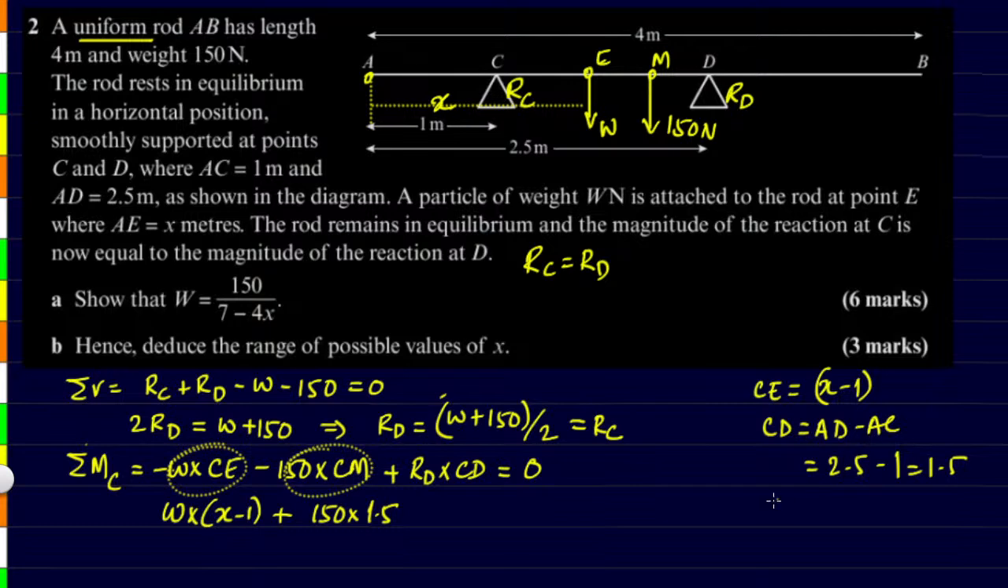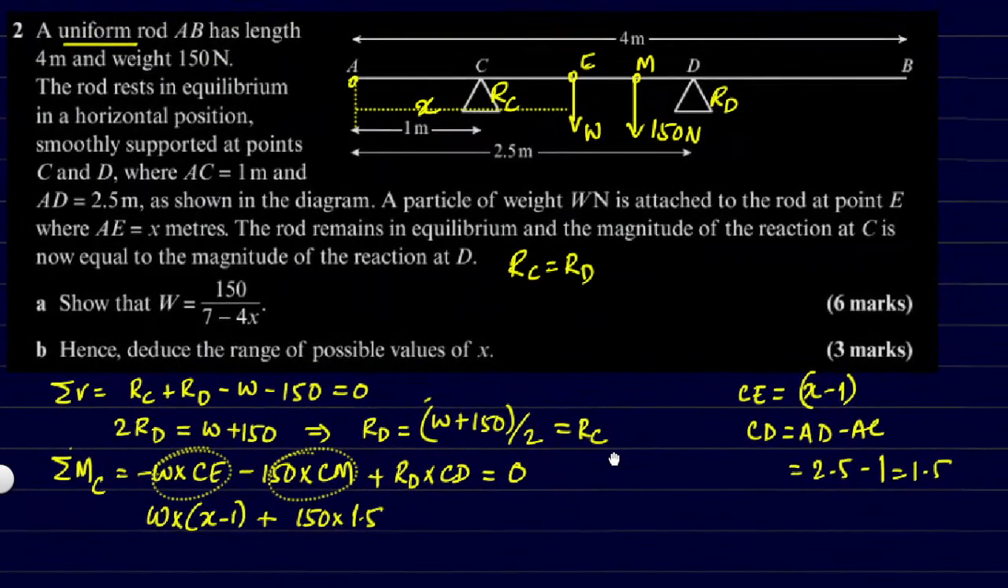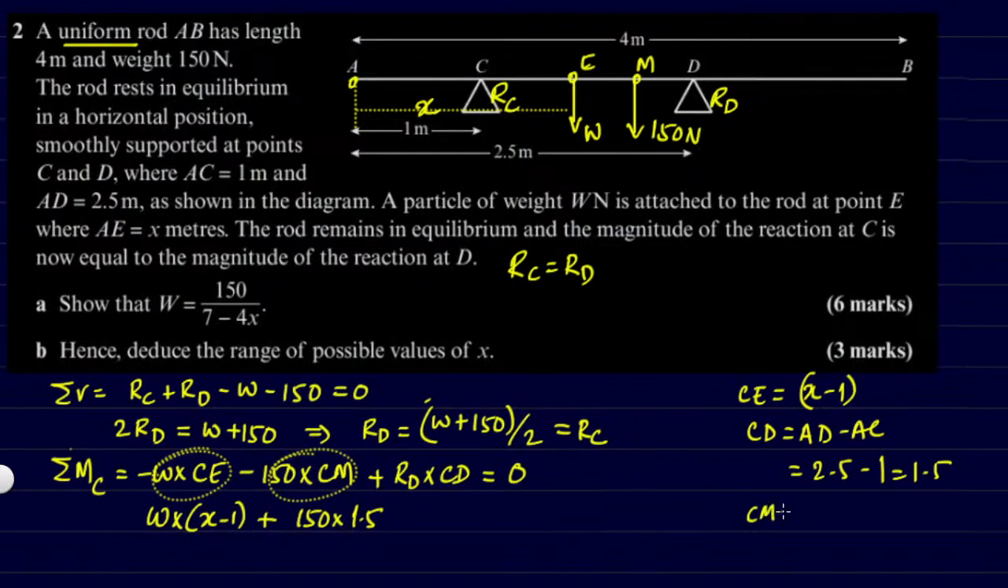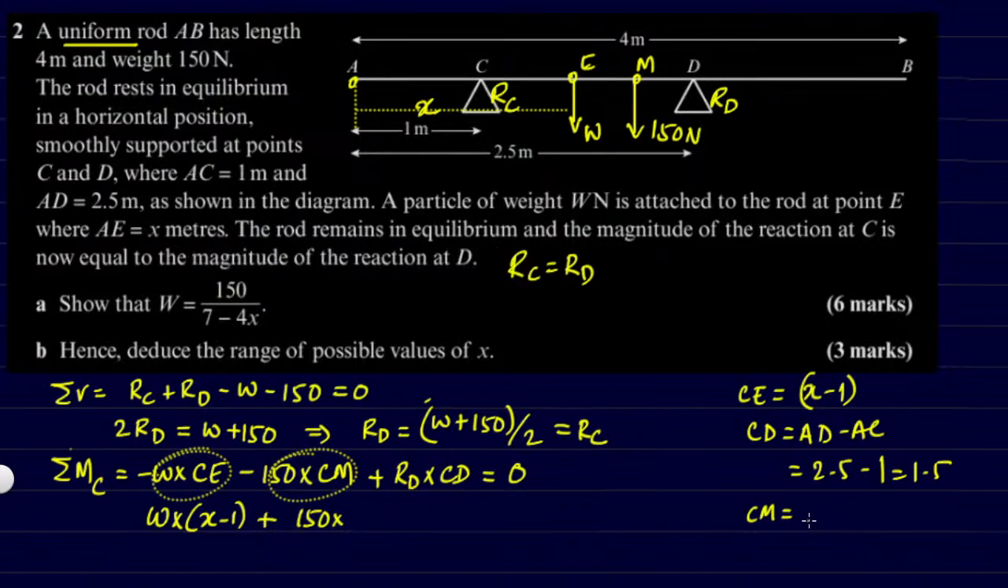CM we didn't find yet, so we have to find it separately. CM is not 1.5. M is the midpoint, so CM will be AM minus AC. AM is half of the total length, that is 4 by 2, minus AC length 1, so that is 2 minus 1, which is 1. So the CM value is 1, and these terms have been shifted to the other side. This value remains on the same side.